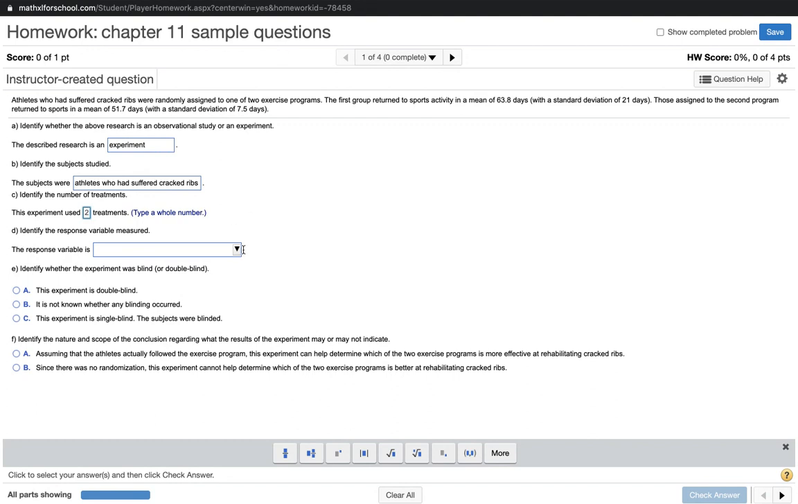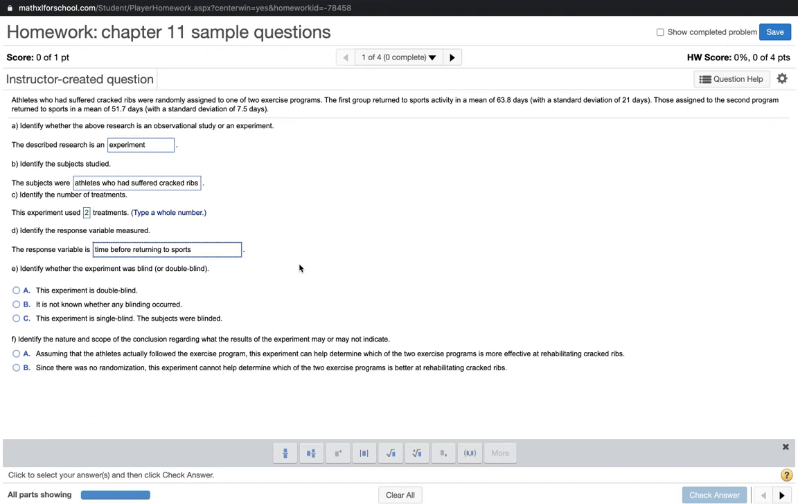Identify the response variable measured. So notice it says the first group returned to sports activity in a mean of this many days. The second program returned to sports in a mean of 51.7 days. So it would appear that what they are trying to figure out here is the average amount of time it takes for these athletes to return to the fields. So it's the time before returning to sports.